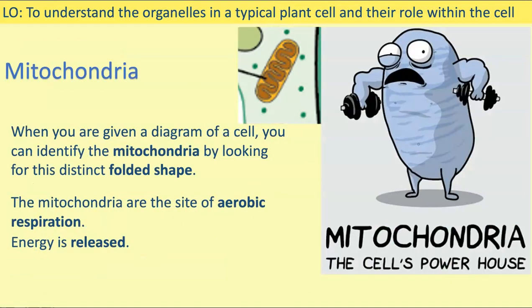The first organelle we're going to look at is one that we've seen already in animal cells. It's the mitochondria. When you're given a diagram of a cell, again, you can identify the mitochondria by looking for the distinct folded shape. This is a diagram of a plant cell, and it looks the same. The mitochondria looks the same as the one in the animal cell. The mitochondria are the site of aerobic respiration, and energy is released.